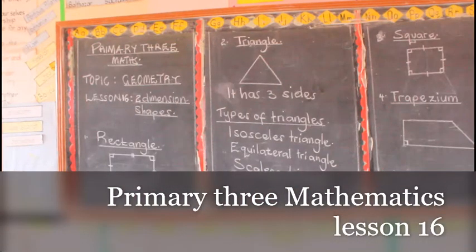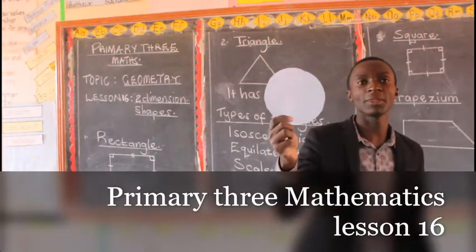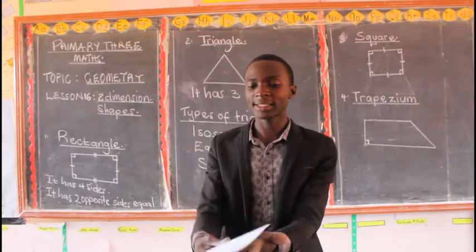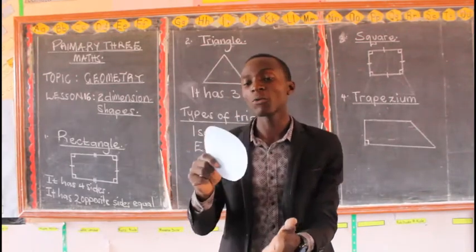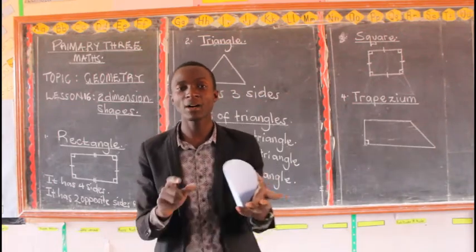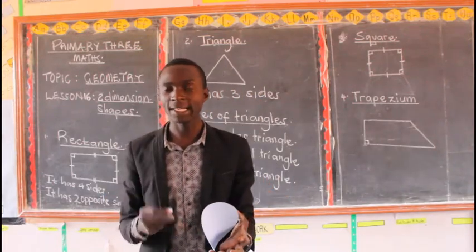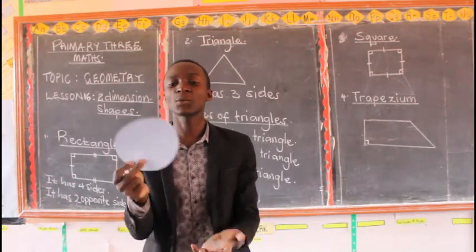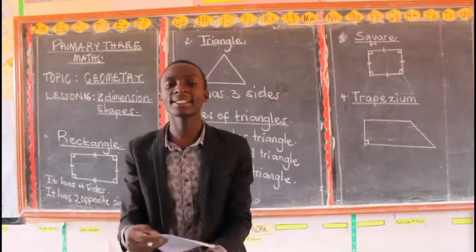For example, I do have here a two-dimension shape. This is a circle. You cannot put a circle and it stands. One of the three-dimension shapes that is made by a circle is what we call a sphere. A sphere is three-dimension, whereas a circle is two-dimension. That is the reason why it can't stand.